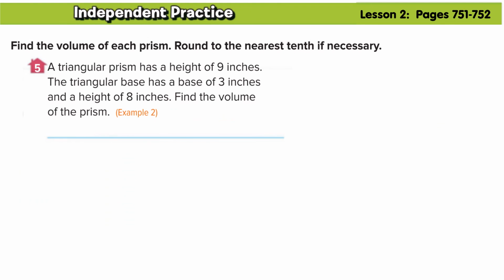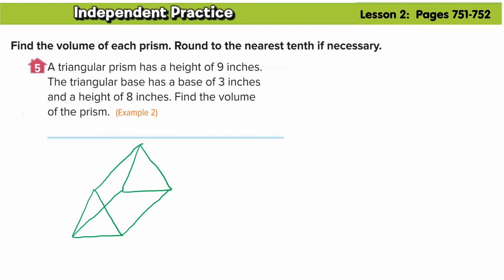Question number 5. A triangular prism has a height of 9 inches. The triangular base has a base of 3 inches and a height of 8 inches. Find the volume of the prism. So let's draw a triangular prism. We draw a triangle, and it's a prism, so that means I'm going to double it. Okay, so I'm going to draw the same triangle twice, to the best of my ability. Top to top, left to left, right to right.